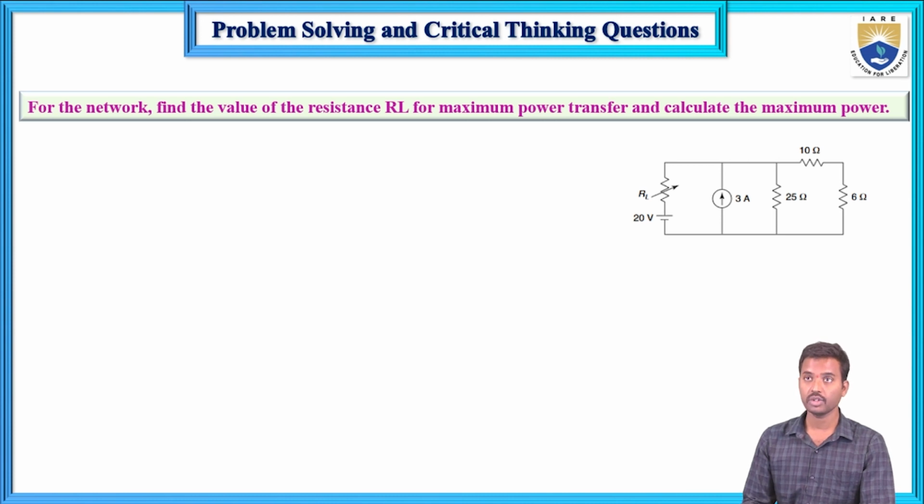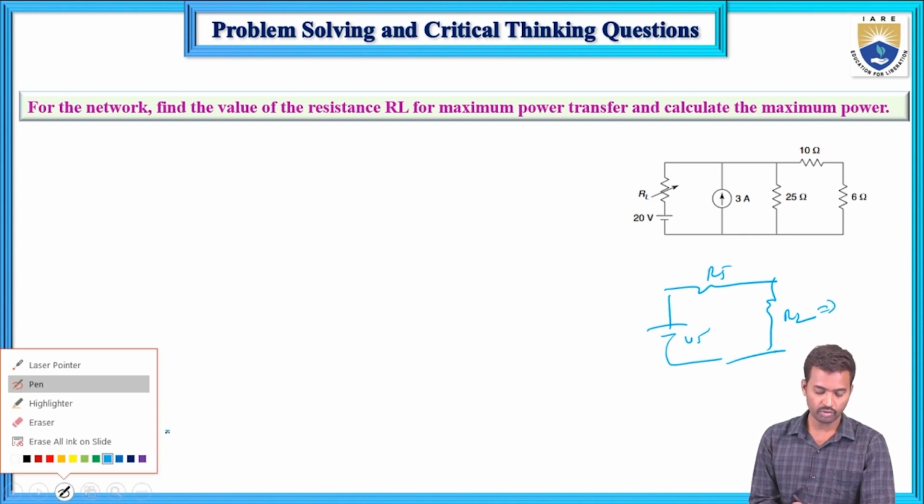Now the third problem: for the given network, find out the value of maximum power. Same procedure: the circuit is replaced by a single equivalent circuit. That single equivalent circuit consists of one voltage source in series with a source resistance, and RL. Here RL you need to calculate according to the maximum power transfer theorem.